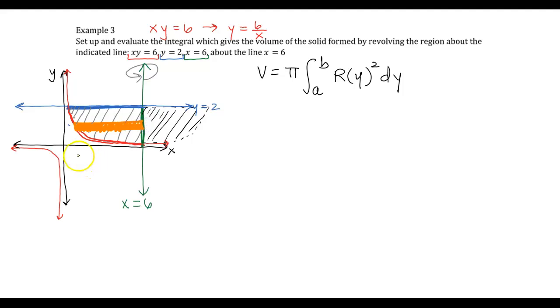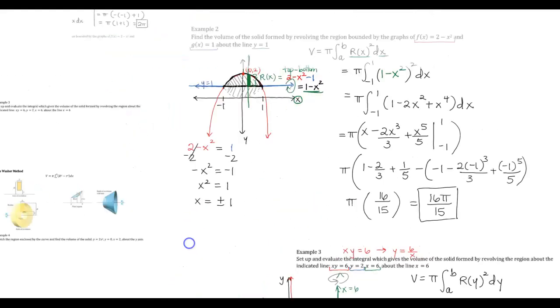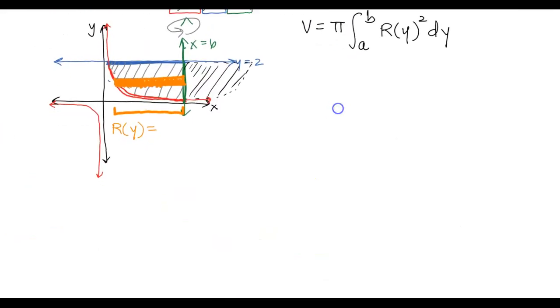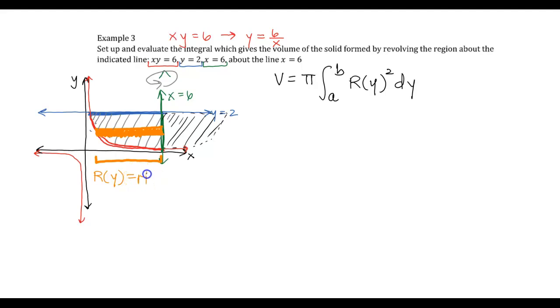So that horizontal distance right there is going to be our r of y. And to figure out what that expression is, I erased my axis of revolution, x is equal to 6. But to figure out what that is, instead of doing top minus bottom, if you think back to example 2, our representative rectangle was vertical here in green, and we did top minus bottom. Down here, our representative rectangle is horizontal, so we're going to do right minus left.